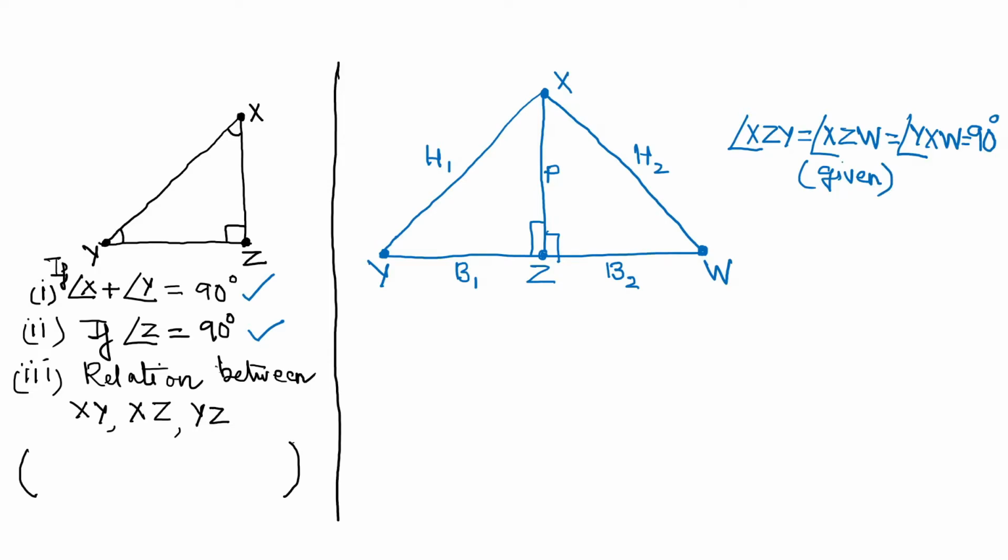So in that case, if I take angle XYZ as X, the angle YXZ becomes 90 minus X. YXW is already known as 90, so 90 minus (90 minus X) would be X. In that case the angle XWZ becomes equal to 90 minus X.